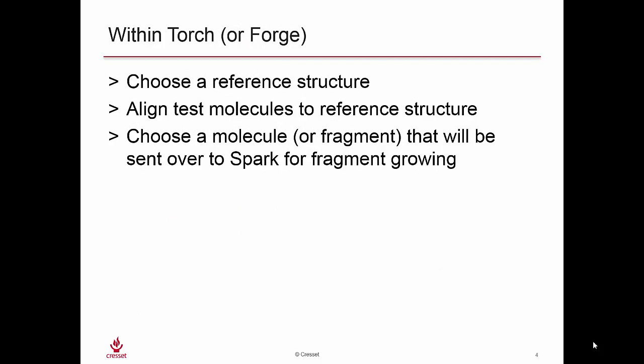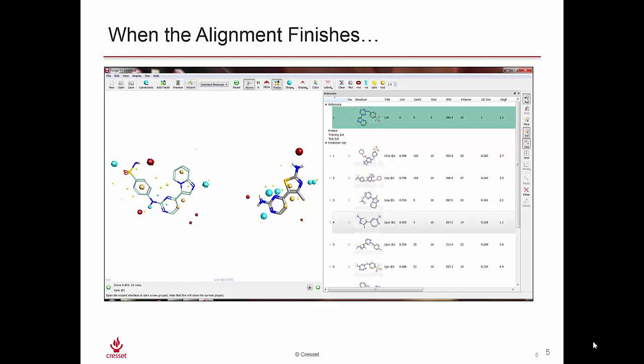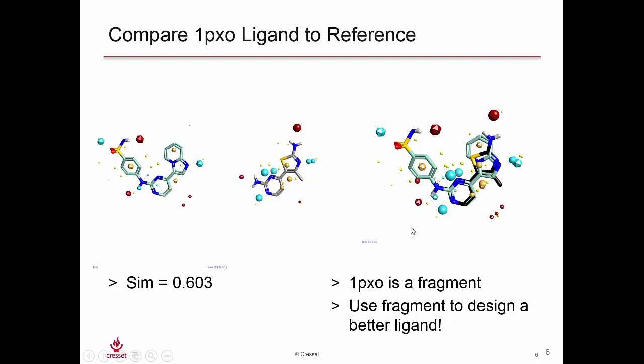So within Torch or Forge, we choose a reference structure, we align test molecules to the reference structure, and then we choose a molecule or fragment that will be sent over to Spark for fragment growing. When the alignment experiment finishes, we see that we have our reference structure on the left, and then our 1PXO ligand on the right. We're going to use this 1PXO ligand, which is a fragment, to grow a new ligand. Our alignment score in this case is 0.603. Looking at these separated and overlaid, we do see that 1PXO is a fragment, and it only overlays fairly well with this portion of the 1OIT ligand.